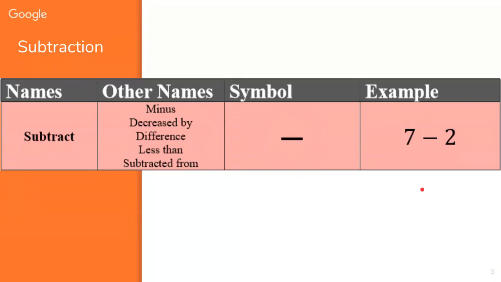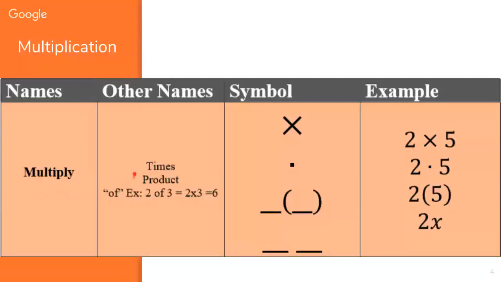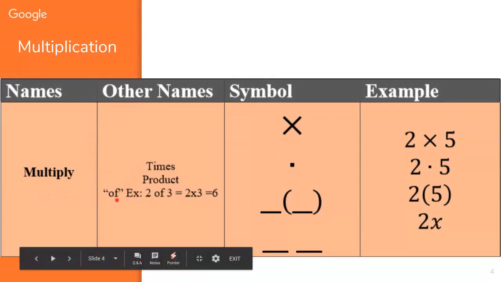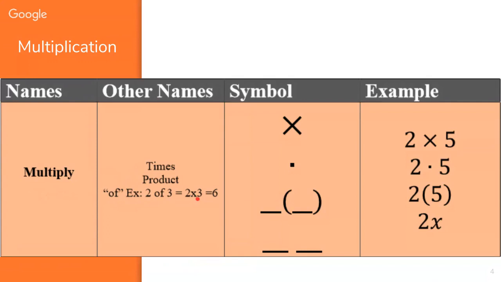The next symbol is for multiplication. Multiply, sometimes you might say times or product. Another weird one is "of" that you might not hear too often. So 2 of 3 means 2 times 3, and that'll be equal to 6.